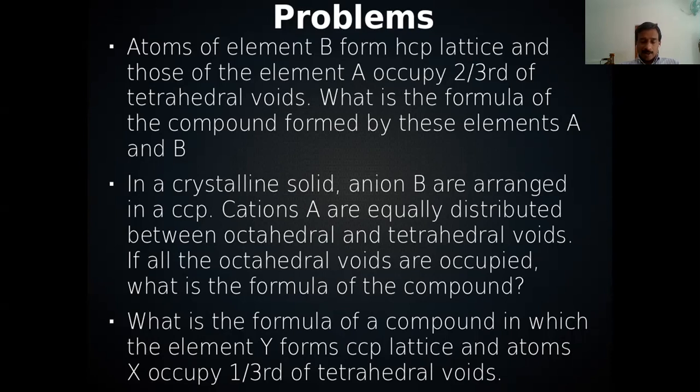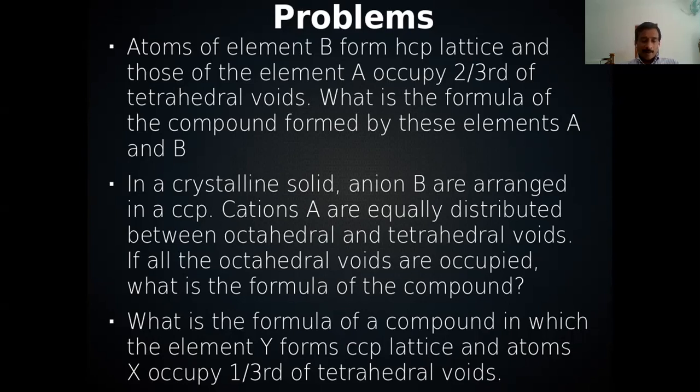If there are 2 tetrahedral voids, there should be 2 cations to occupy, but in this case, this is a special case, only 2/3 of tetrahedral voids are occupied. So total number of voids 2 into 2/3. So how many A particles are present? 2 into 2/3, 4/3 is present. So we can write the formula as A 4 by 3 B.